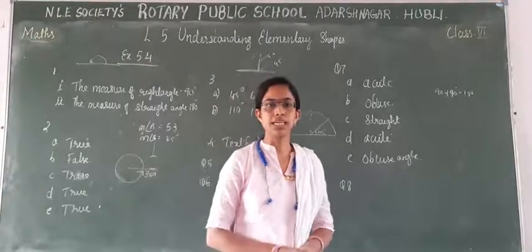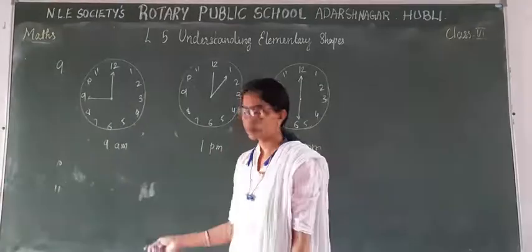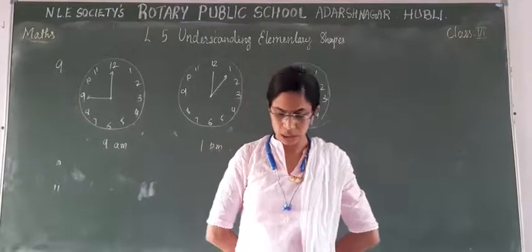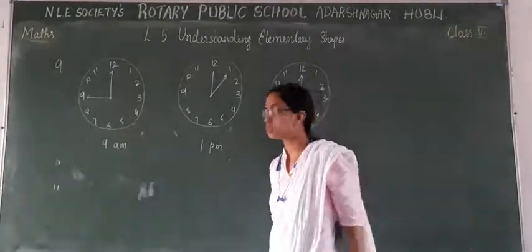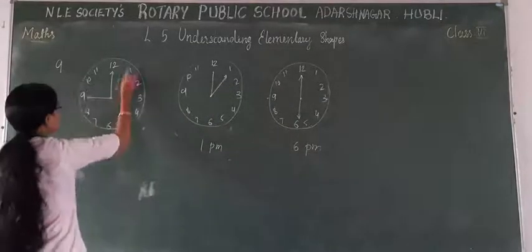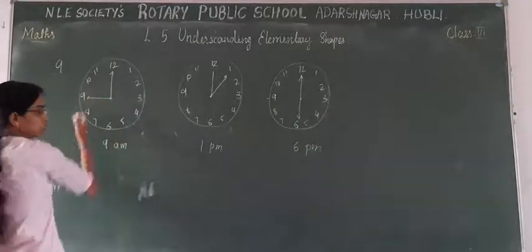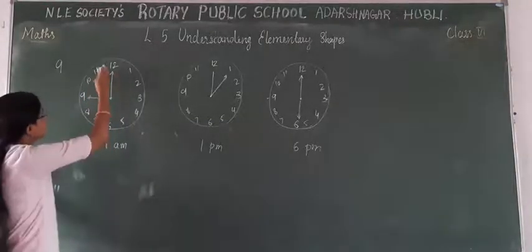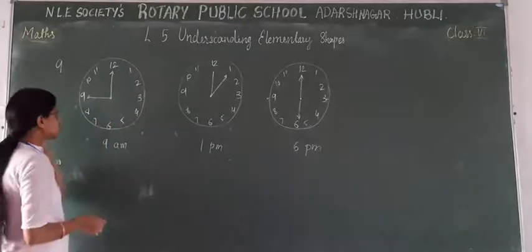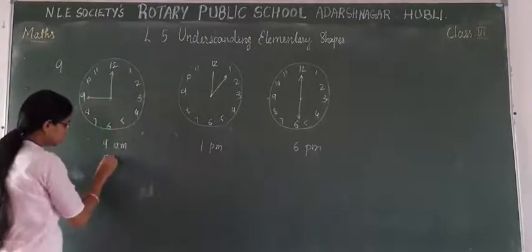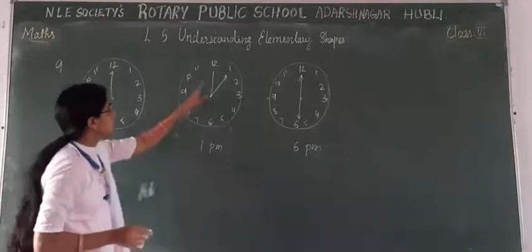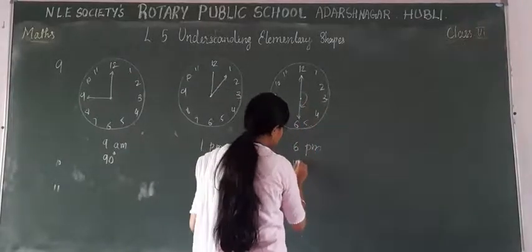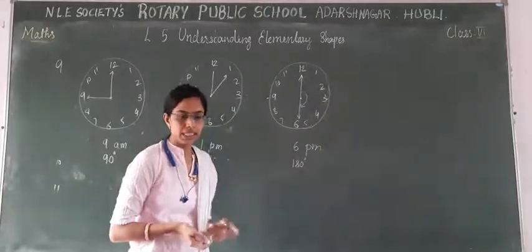We will move to question number 9 now. Find the angle measured between the hands of the clock in each figure. So in the first class only we have learned each angle will be of 30 degree. So from 9 to 10, 30, 10 to 11, 30, 11 to 12 it is 30 degree. So 9 am is 90 degree angle. Here 30 degree. Here it is a complete straight line. This straight angle is 180 degree.